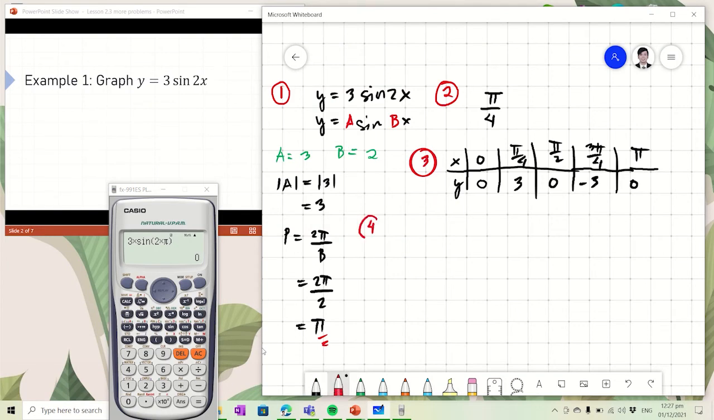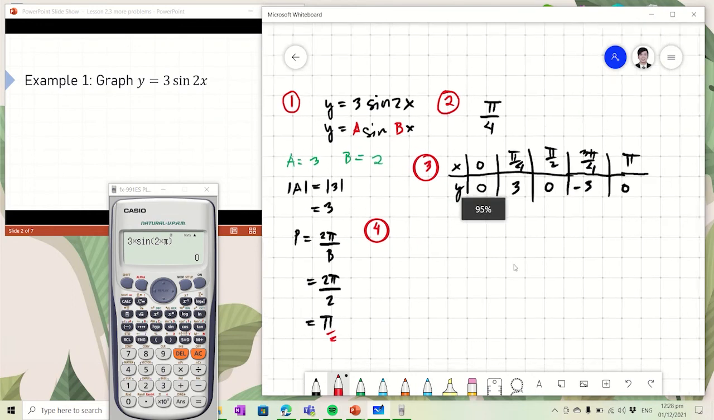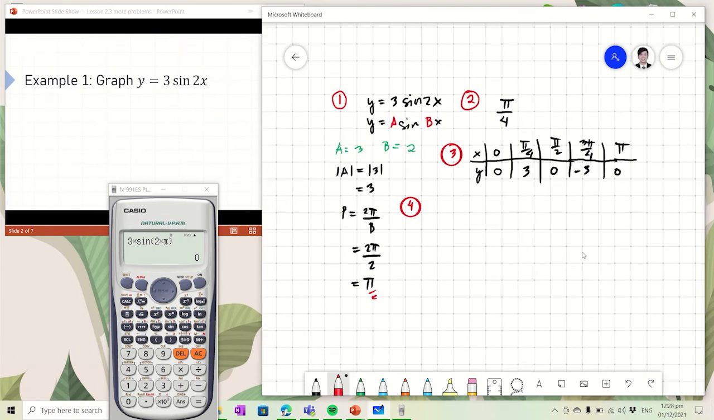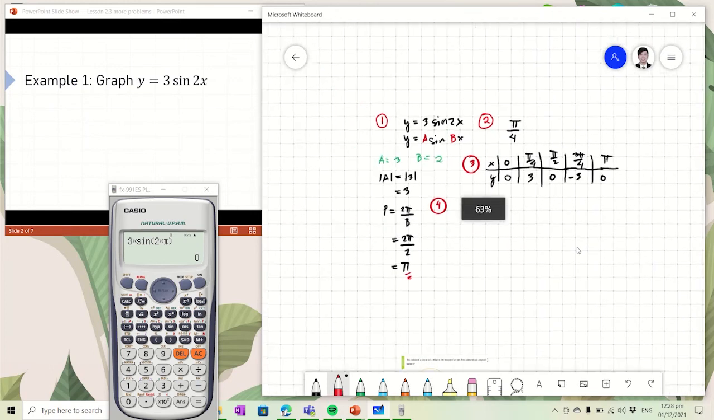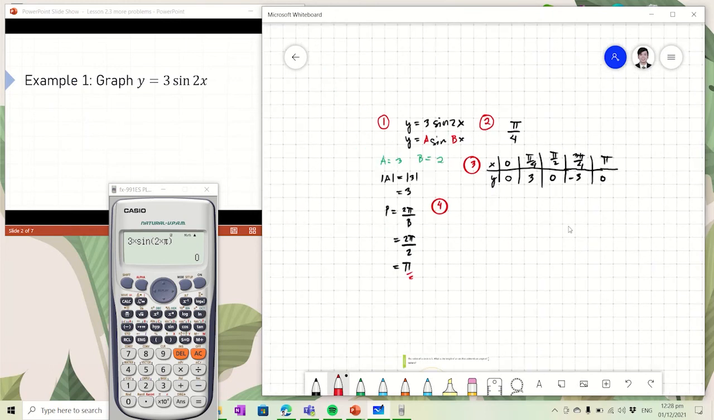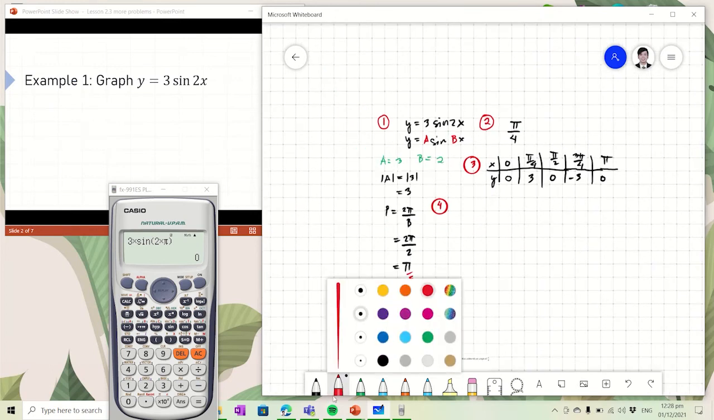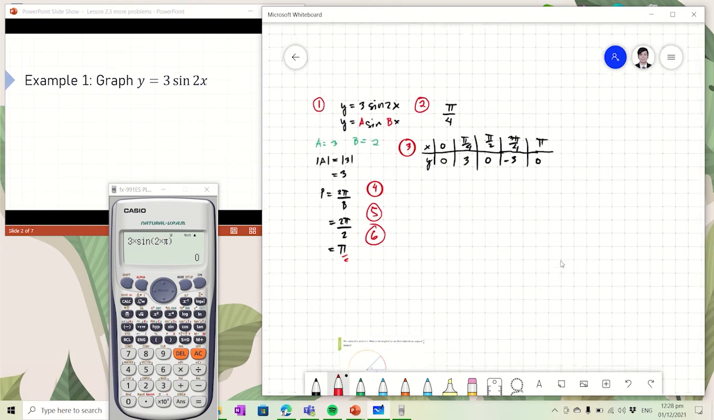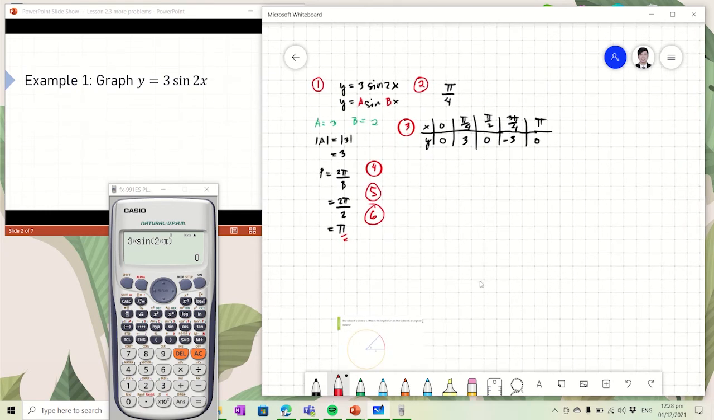Step 4 now is to draw the xy plane or the coordinate plane or Cartesian plane and label the points in the table. So, zoom out lang natin yung board natin. So actually, gagawin na natin dito yung step 4, 5, and 6 in one para hindi na natin siya ulit-ulitin. But let's start with step 4.